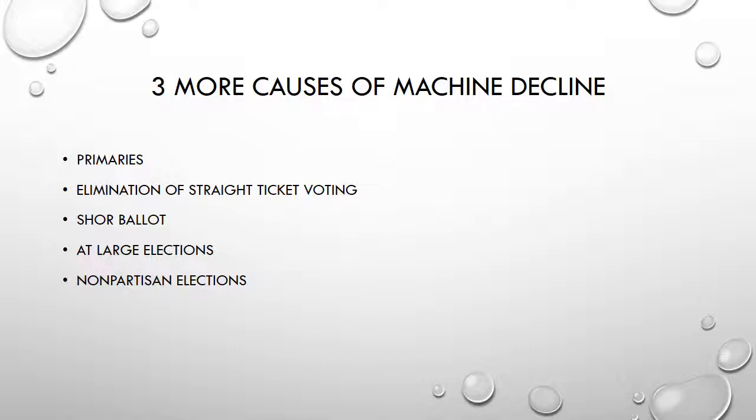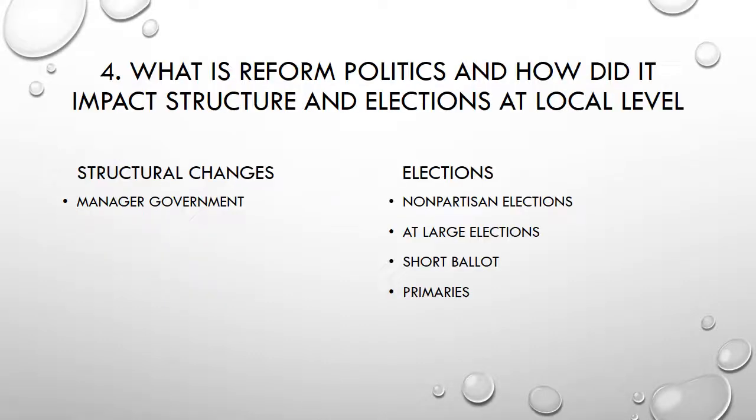At-large elections, that's where people run over the entire city rather than from wards or small districts. And that also weakened the machine. And then finally, nonpartisan elections, where you didn't have any party on the ballot. The last question is, what is reform politics and how did it impact the structure and elections at the local level? Well, the one structural change that was made was manager government.